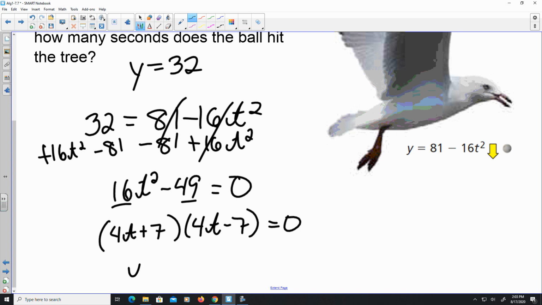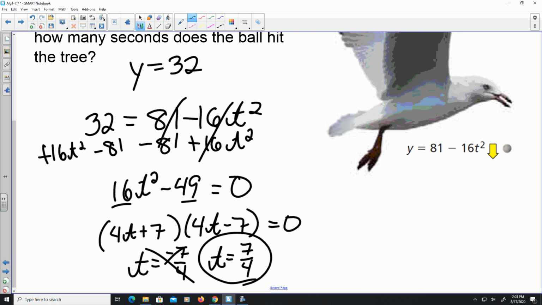Using the zero product property, in this case, t is going to be negative 7 over 4. And this one here, t is going to be a positive 7 over 4. Because time can't be negative, we can't use that t, so the only one that works is 7/4. I believe it was in seconds, so it's going to be 7/4 seconds, or you could write it as a decimal. In this case, it would be 1.75 seconds.